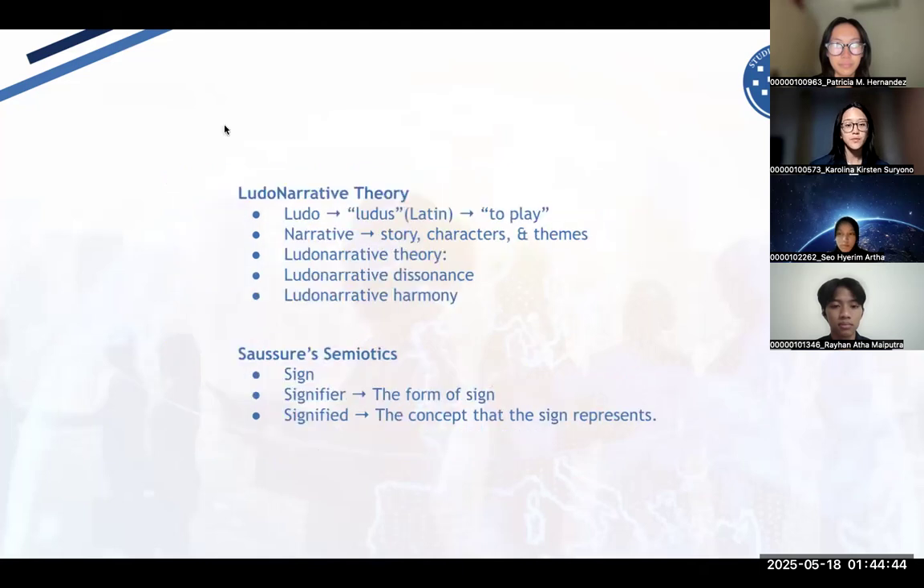We also used the ludonarrative theory, which looks at how the gameplay and the story interact. Some games have a disconnect, where the gameplay says one thing and the story says another. That's called ludonarrative dissonance. Lastly, we also use Saussure's semiotics to look at the game's visual language. For example, every image in Hades has a sign with a signifier and a signified.